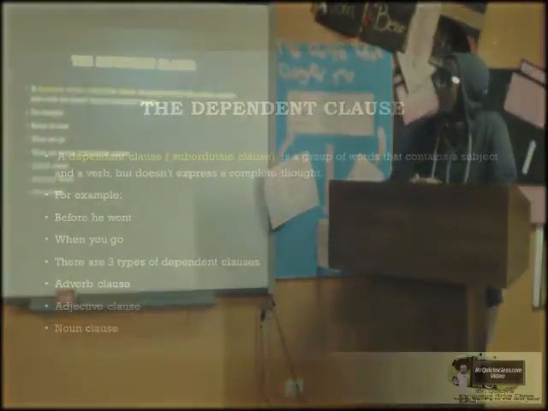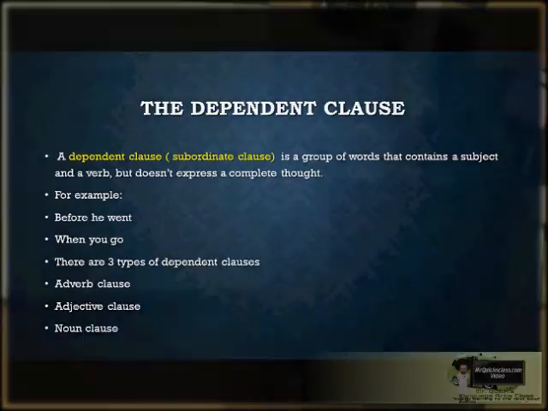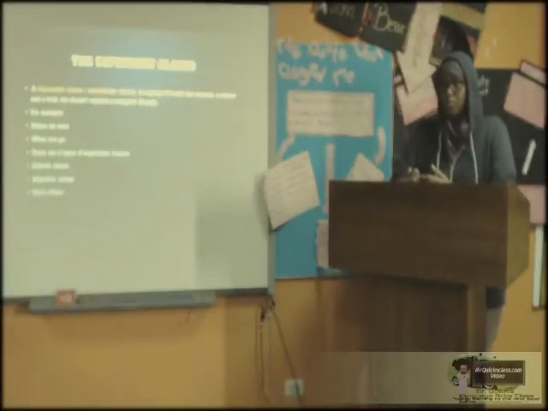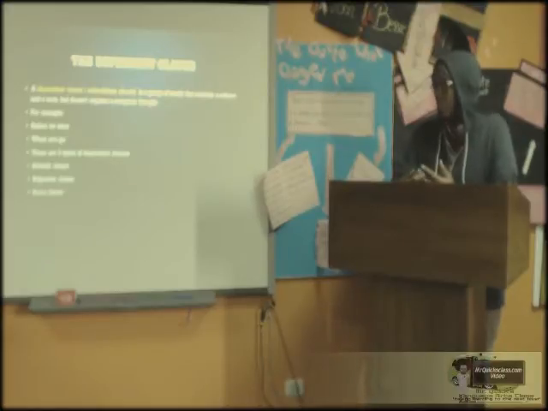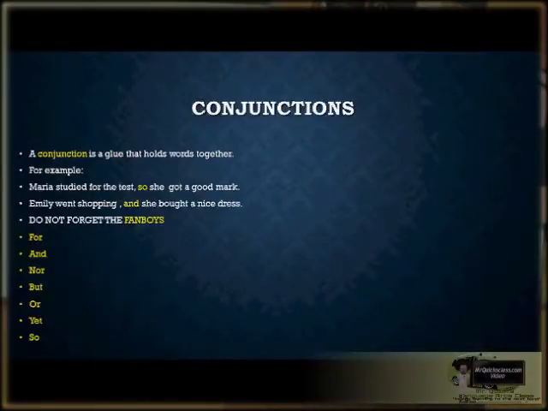The dependent clause, or as we call it, subordinate clause, it's both right, is a group of words that contain a subject and a verb, which does not complete a full thought. For example, before he went, you could never know who he is or where he went. When you go, you can never know when, who went, or where did you go. There are 3 types of the dependent clauses that sadly we won't be talking about, which are the adverb clause, adjective clause, and noun clause.